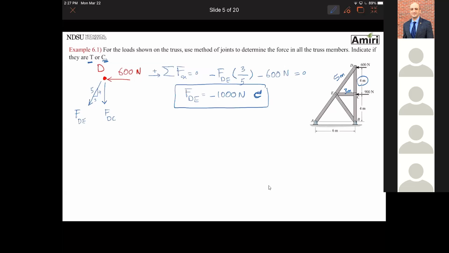All right, so now you have to pick your next joint. Joint D is done. I have to move my way down. I have to pick either C or E. Which one would you pick next? Remember, it should have only 2 unknowns. B. How many unknowns does B have? B has 4 unknowns. You're forgetting the support reactions, Bx and By from the pin.